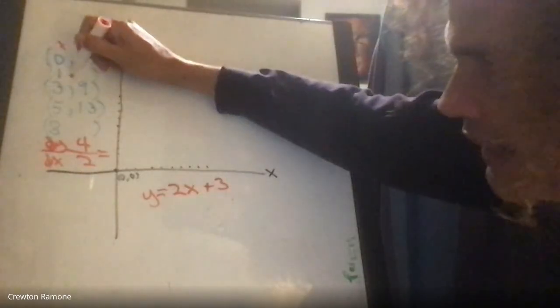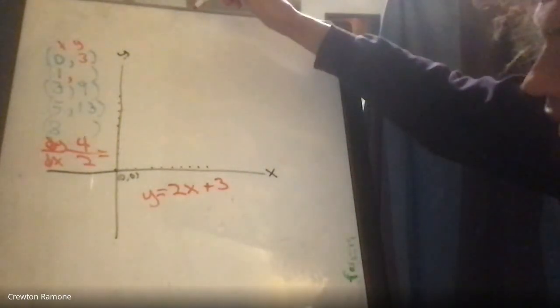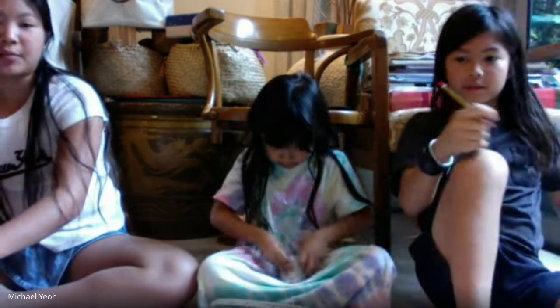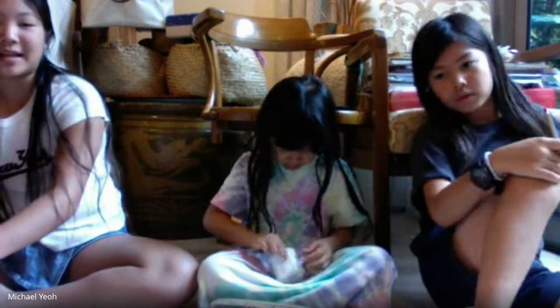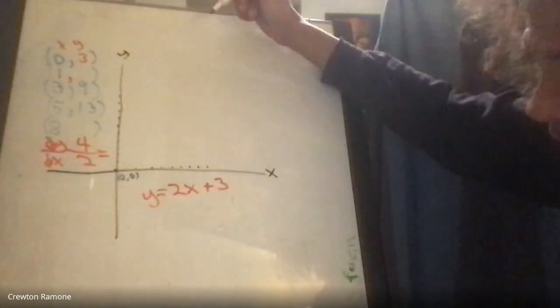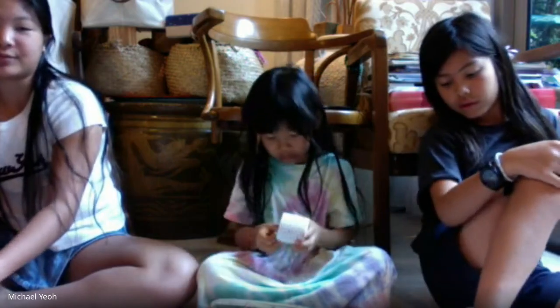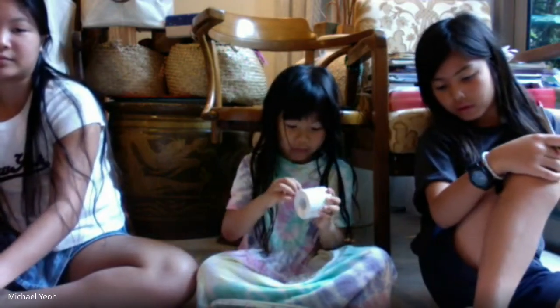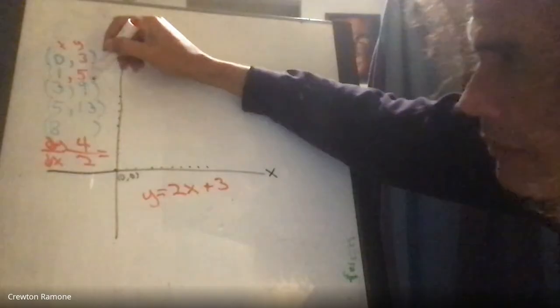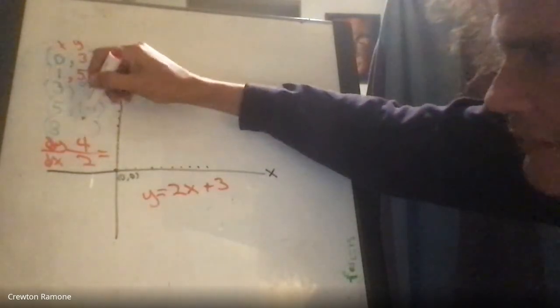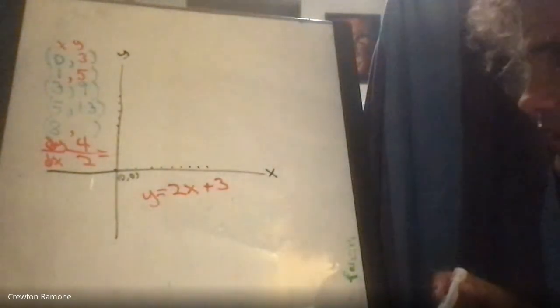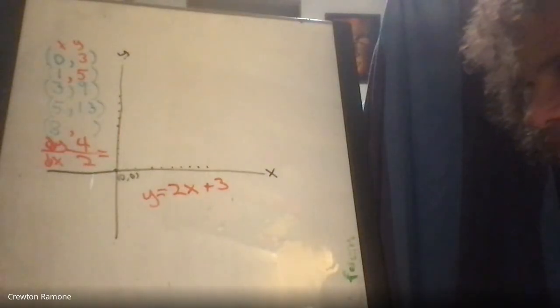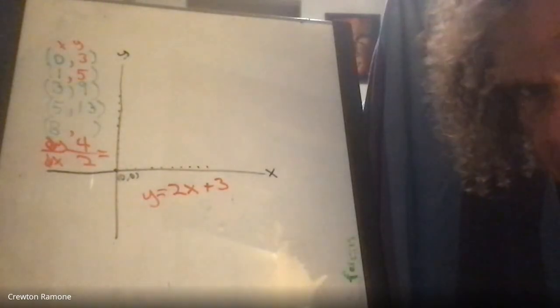What if x was 1? Then what's y going to be? It'll be 1 times 2 plus 3, which is 5. And then there's 3 times 2 plus 3. So how many would they make after 8 hours, which was the original question? David, how many would they make? They would make 19.